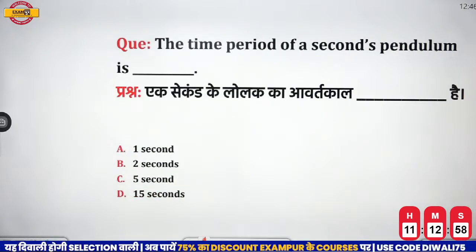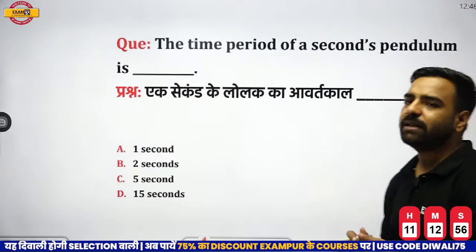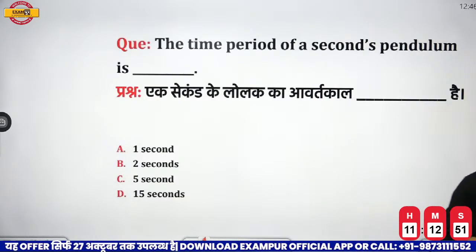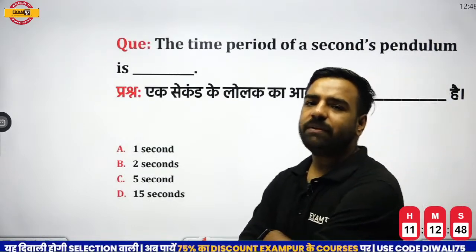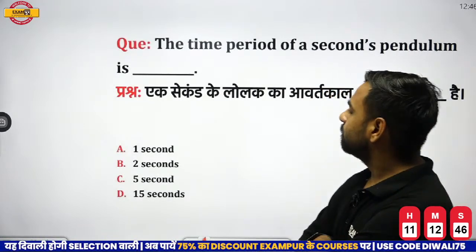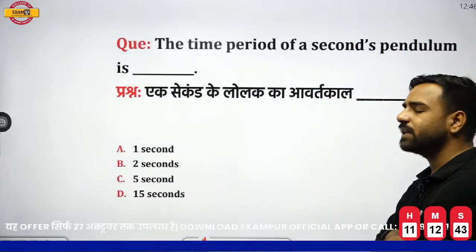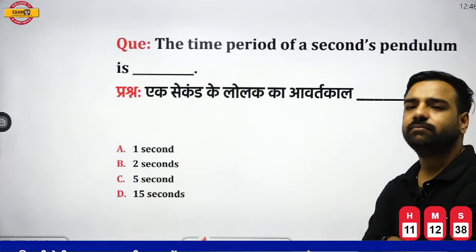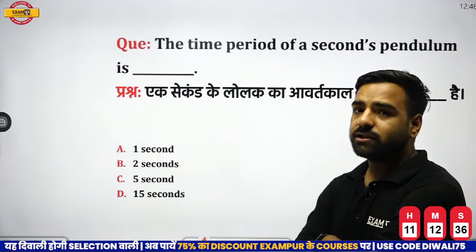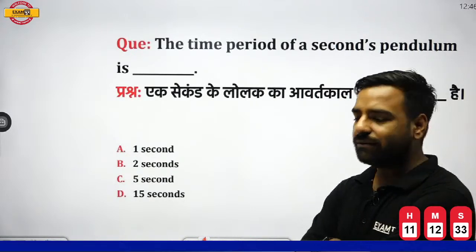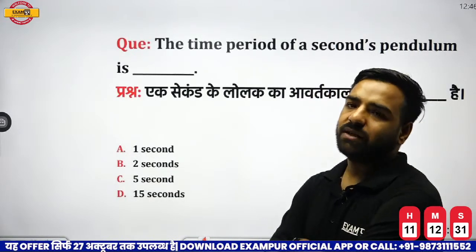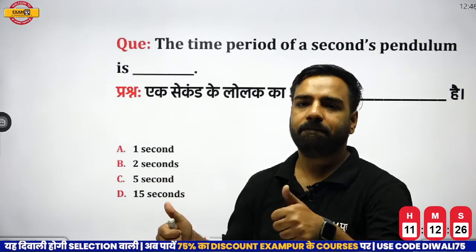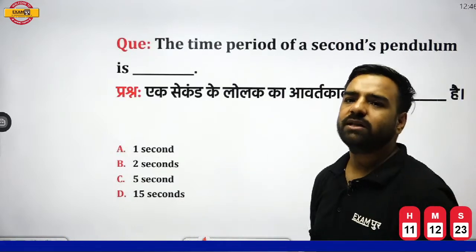The time period of a second's pendulum is dash. Is it 1 second, 2 seconds, 5 seconds or 15 seconds? What is the correct answer here? Seconds pendulum. So we have understood about simple harmonic motion. Then we had the waves chapter in which we studied about sound also. So we'll talk about seconds pendulum. If I talk about seconds pendulum, what is the correct answer?